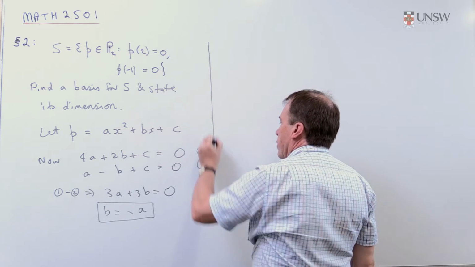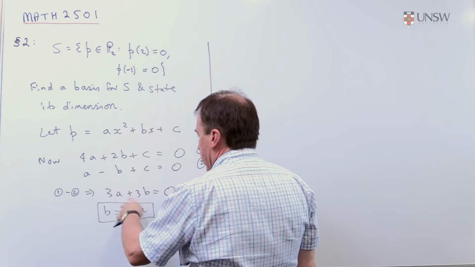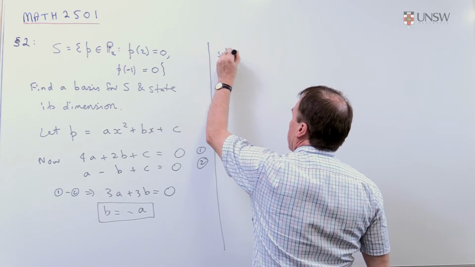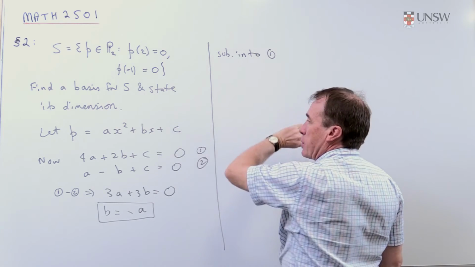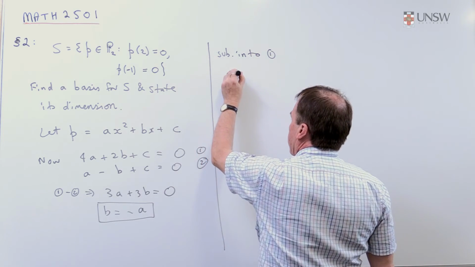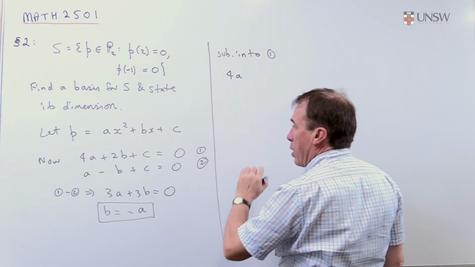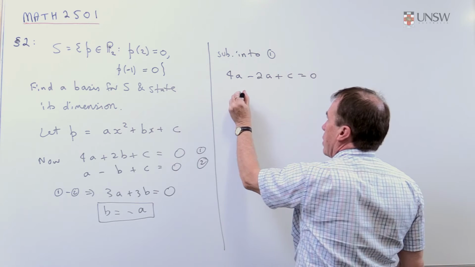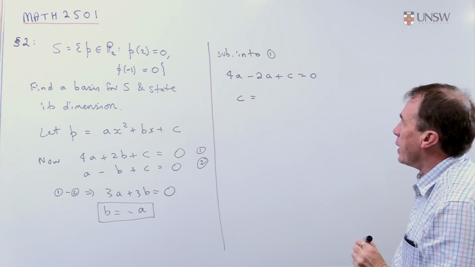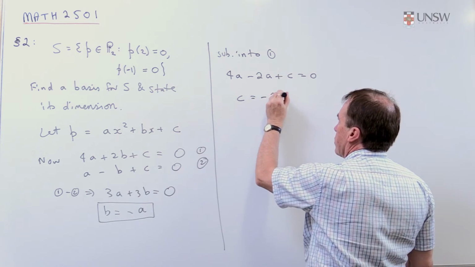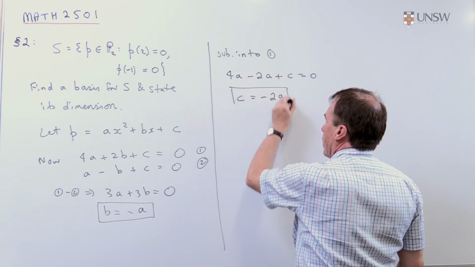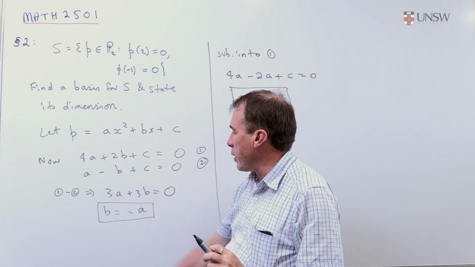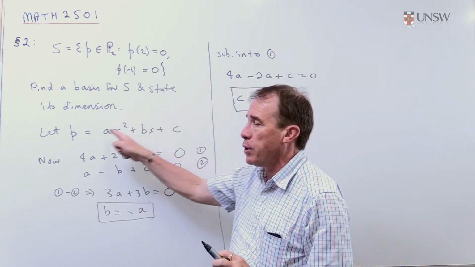Righto, so using the information so far, we've got this particular condition. I can plug that back into, say, the first equation. So I get 4a, b I can replace with minus a, so that's minus 2a plus c, and that's got to be 0. And that tells me then that c is equal to minus 2a. So let's hang on to that one. That means now, back in the original polynomial, I can replace both the b and the c purely in terms of a.